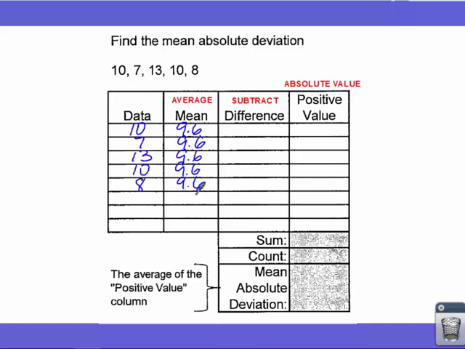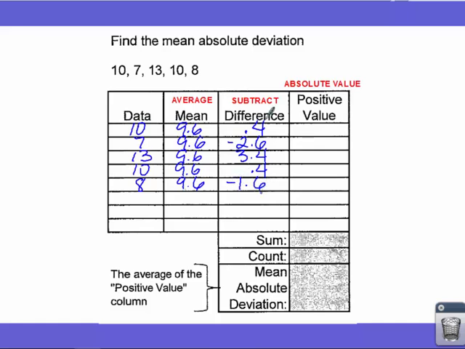Okay. So then I'm going to take my data and subtract my mean from it, or vice versa, whichever one you prefer. So I'm going to do 10 minus 9.6 to get 0.4. We'll do 7 minus 9.6 to get negative 2.6. I'm going to do 13 minus 9.6 to get 3.4. We're going to do 10 minus 9.6 to get 0.4, and 8 minus 9.6 to get negative 1.6.